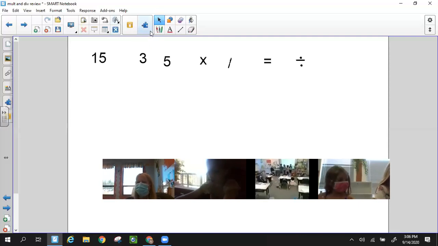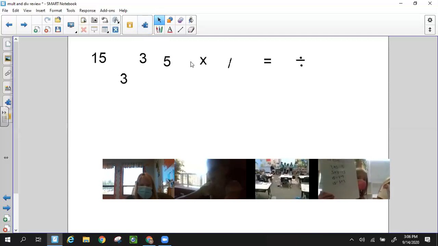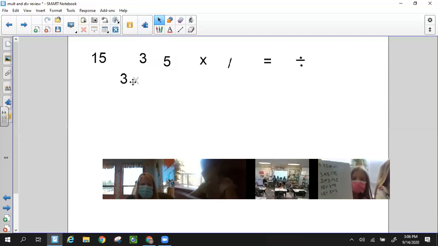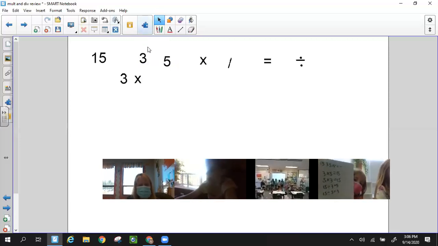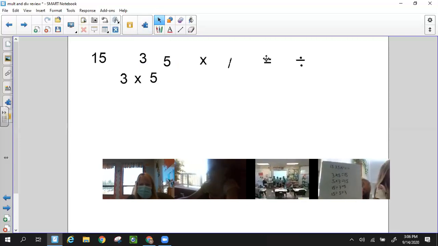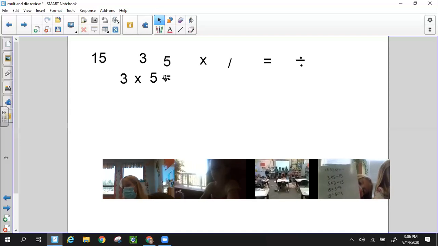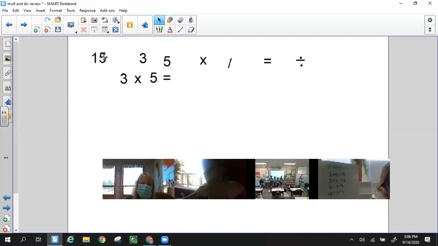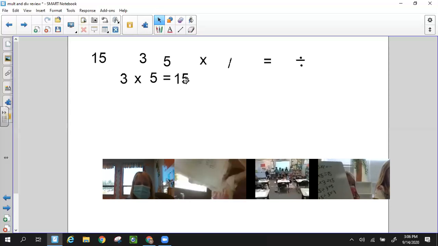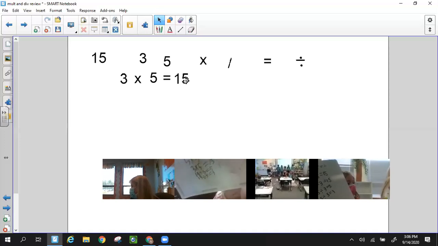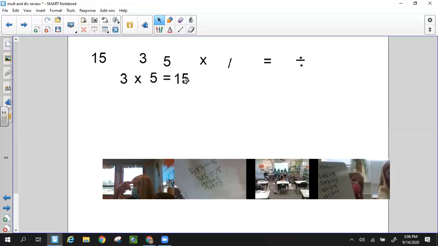All right, Cooper, read it first. Turn around so they can see it. Hold your number. What is it, Cooper? 3. What does your symbol say? Times. And who's next? 5. What are you? Equals, and who's last? 15. Notice that the product is the largest of the 3 numbers. Write this equation down on your board.